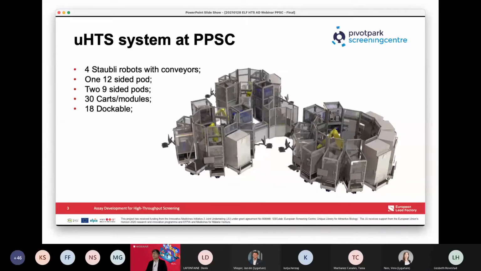The latest upgrade we have been doing on the system is including the RapidFire for label-free multi-TOF mass spec readout. And the system has the capacity to have up to 2.5 million compounds online, and we routinely generate 100 to 200,000 data points per day.